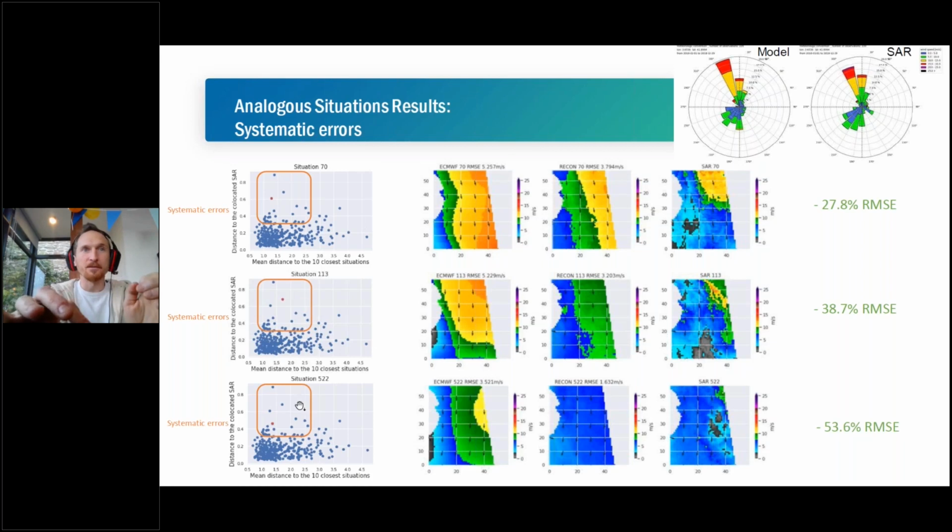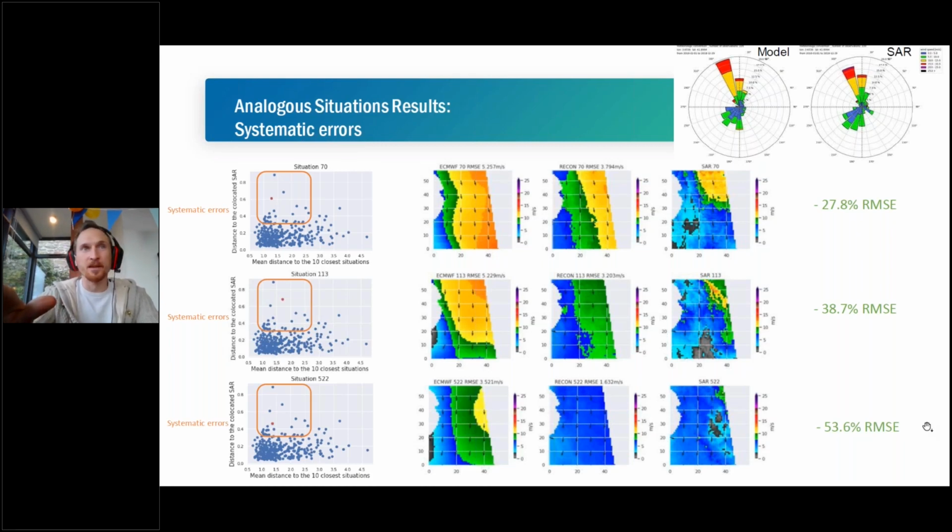Here is another case where we have, let's say, stronger differences. Typically, what we can see for this situation is that the SAR data has a stronger gradient to the coast that the ECMWF situation is not necessarily managing to forecast. And again, for this situation, we have a strong improvement of the root mean square error, showing the usefulness of this method.